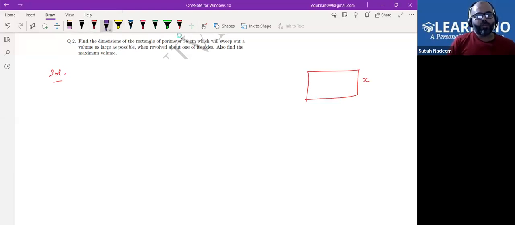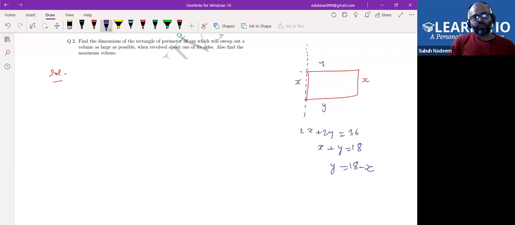Yes, sir. From here, this is x length and the perimeter is 36. So 2x plus 2y is equal to 36, which means x plus y is equal to 18, which means y is equal to 18 minus x. So this is what we have, and it is revolved about one of its sides. Suppose it revolves about x like this. What will it form when it is revolved? A cylinder.